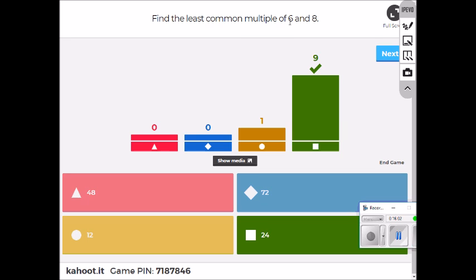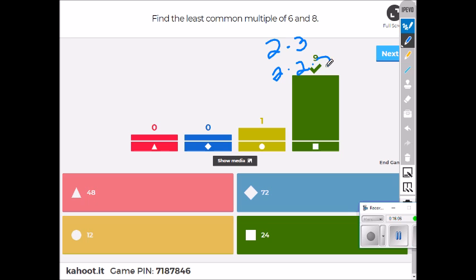If you worked it out, you would have this right here, 2 times 3, and 2 times 2 times 2. The GCF is 2, and then you would have to do 2 times everything that's not common. So that's where you would get 24 there, okay?